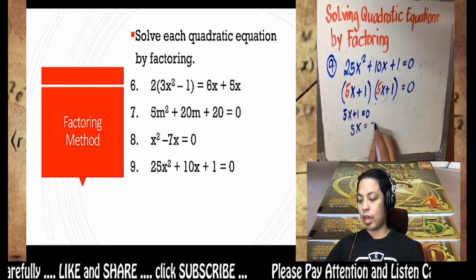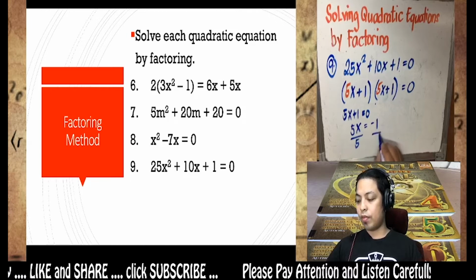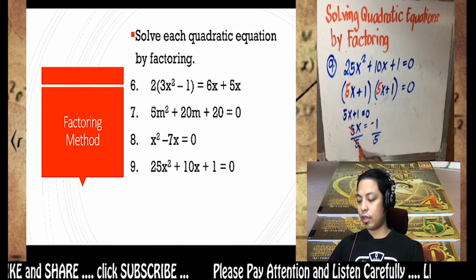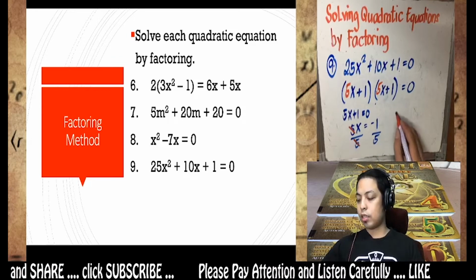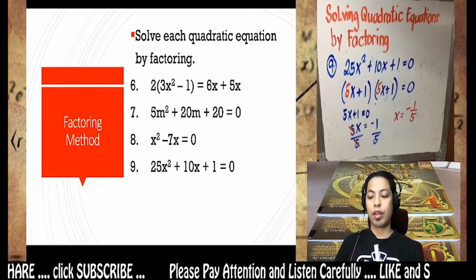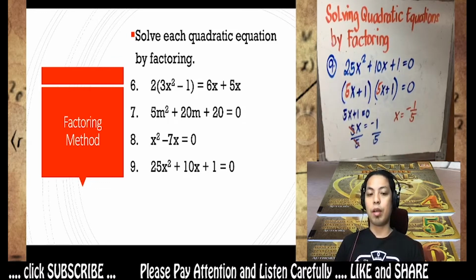That would be 5x is equal to negative 1. Dividing both sides by 5, we have to cancel this. So our answer is x is equal to negative 1 over 5. That is the factor or the root for number 9.